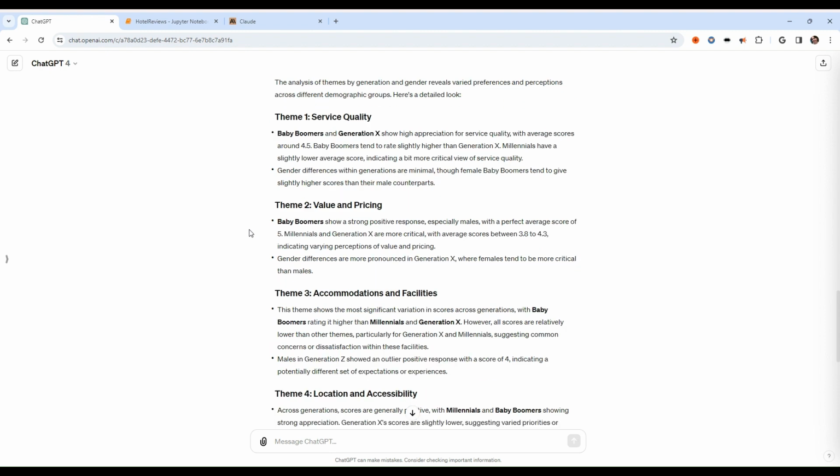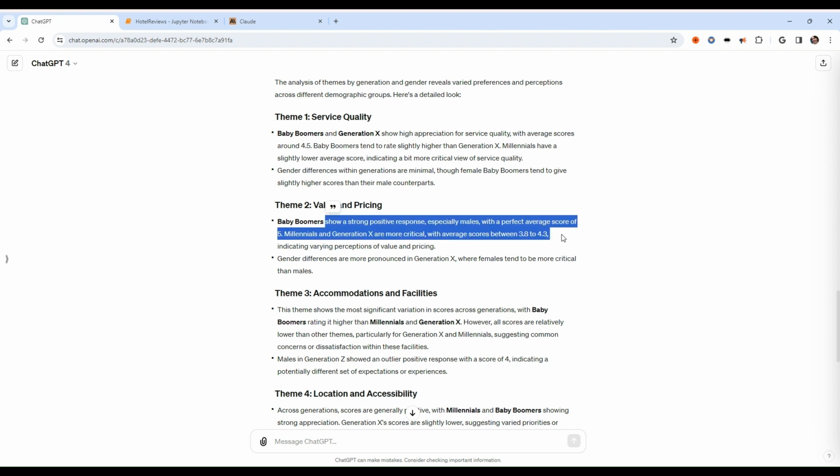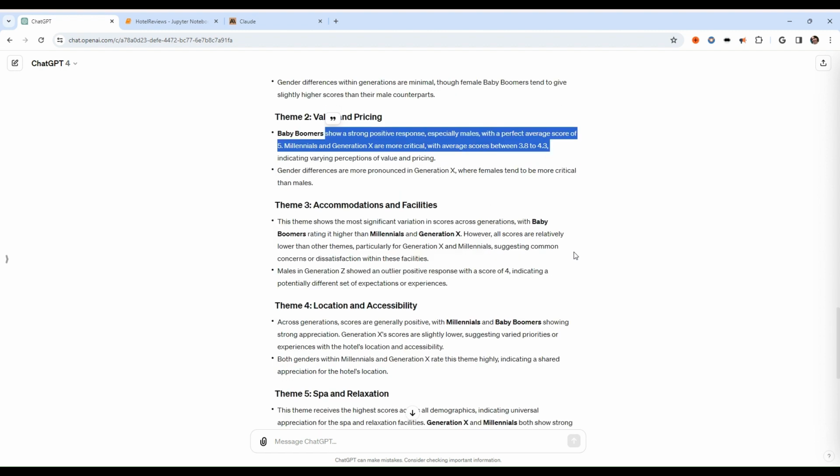Here, we can look at these themes by generation. So, for theme 1, baby boomers and Gen X show high appreciation for the services and quality, with average scores about 4.5 for baby boomers and slightly higher than that for Gen X. Value and pricing. Again, we know this is very strong. Let's dive into that accommodations and facilities.